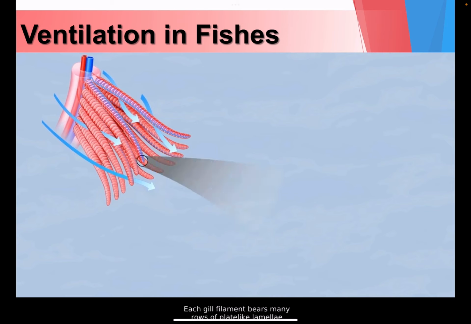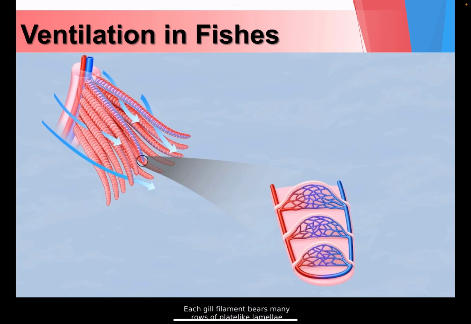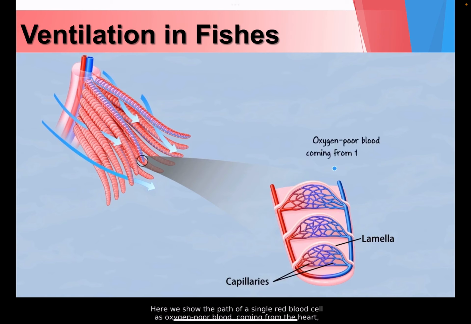Each gill filament bears many rows of plate-like lamellae that are the actual respiratory surfaces. Each lamella is full of tiny capillaries. Here we show the path of a single red blood cell as oxygen-poor blood coming from the heart flows through a larger vessel and then enters one of these capillary beds.